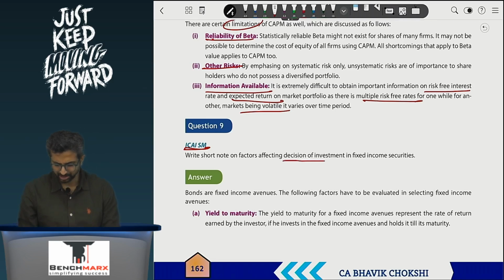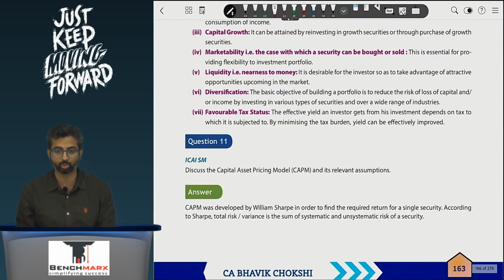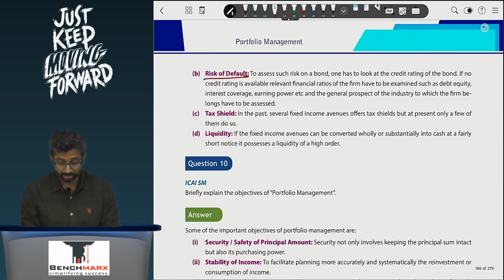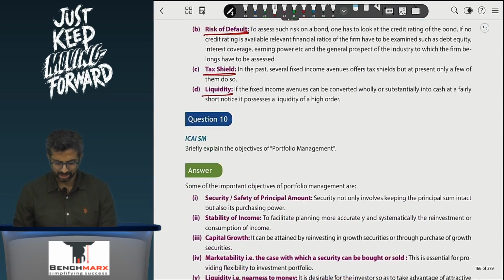Short note on factors affecting decision of investment in fixed income securities: yield to maturity, what is your YTM, the possible risk of default, tax reduction, tax shield that I get, liquidity, how much buying selling is there. So this is only for fixed income securities.